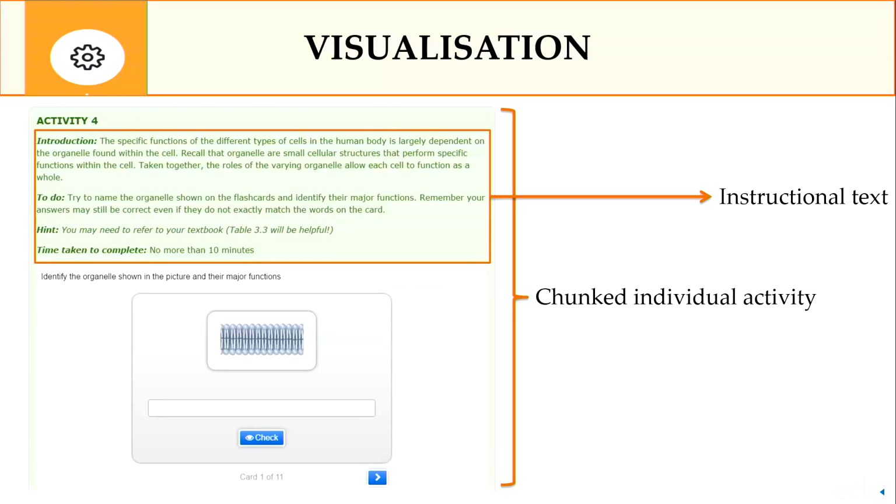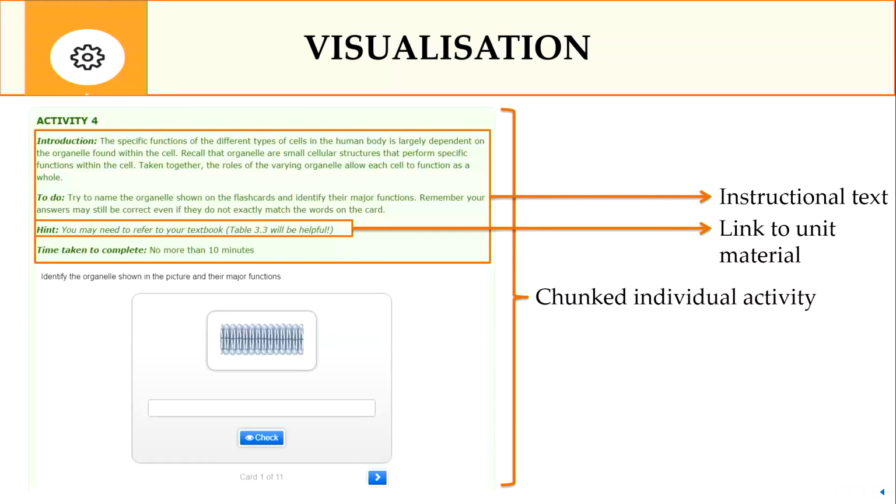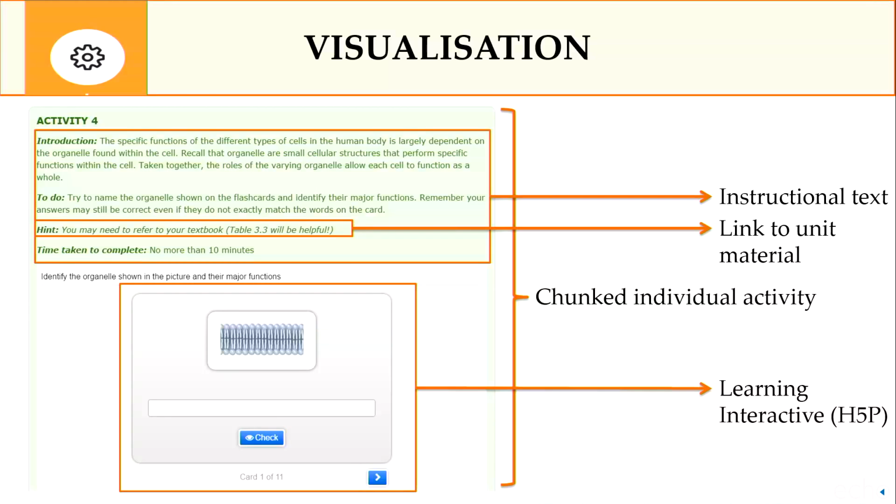That's our instructional text, what I was talking about previously: giving the students an introduction, telling them what they need to do, and providing them with a hint. This is where you can link back to the unit material or the learning outcomes that I was talking about before. So saying to students, maybe read this part of the textbook before you complete this activity. That is the actual H5P learning interactive that sits within the LMS space. And then that's the feedback section.